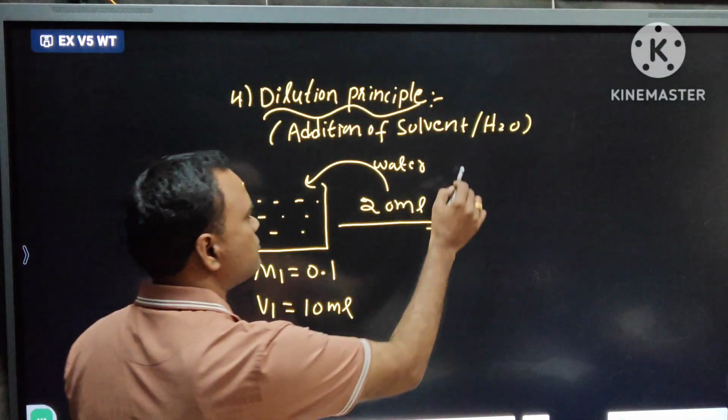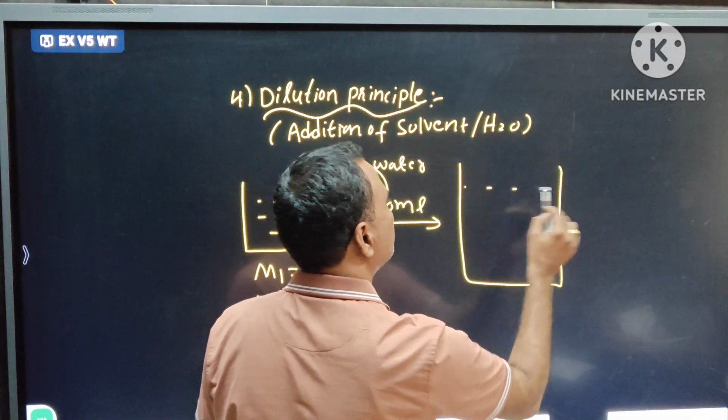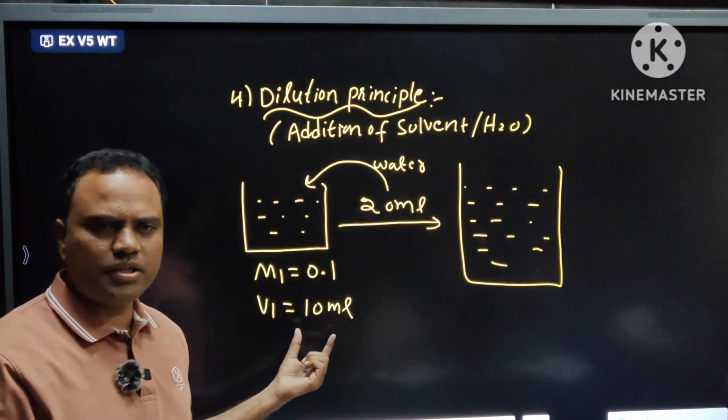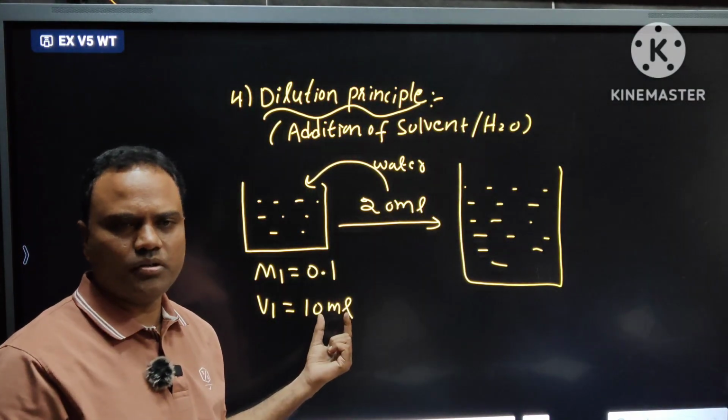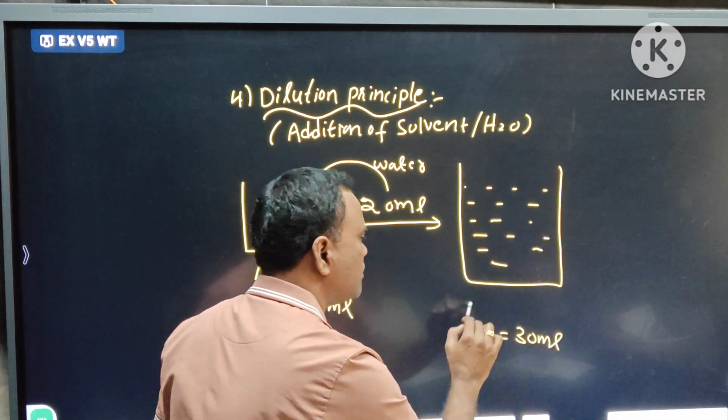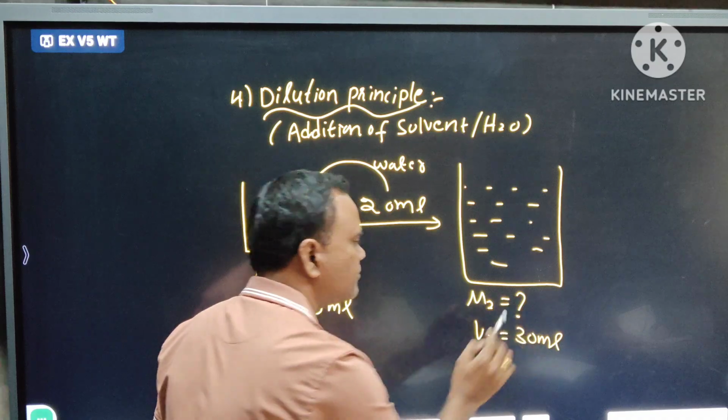Right. Then what happens to the volume? What is the final volume? Tell me. Initially 10 ml is there. We are adding 20 ml. So final volume will become 30 ml. Now my question is how to get the final molarity?